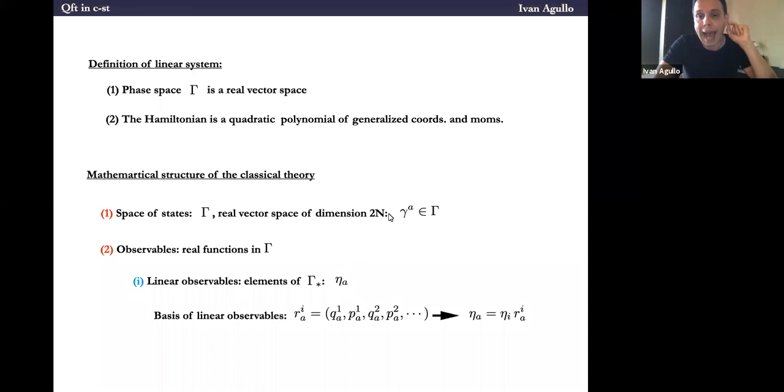We can find a basis of them. I call them elementary observables, and they are just your Qs and your Ps. I is just a label of the different basis elements, the first basis element, the second, et cetera. So we have 2n of them. And again, A just reminds us that this is a dual vector. And therefore, any dual vector can be written as a linear combination of the basis elements. Eta I are just the components on that basis.